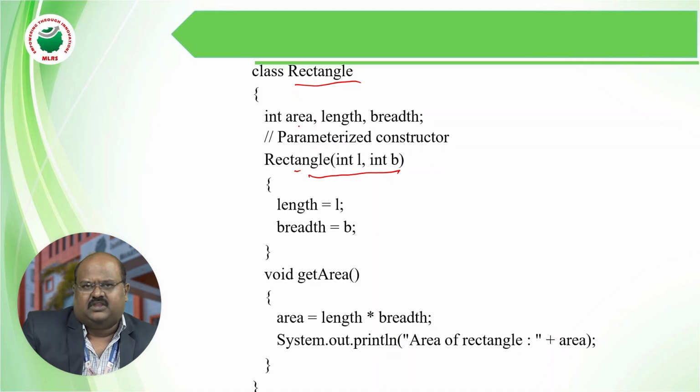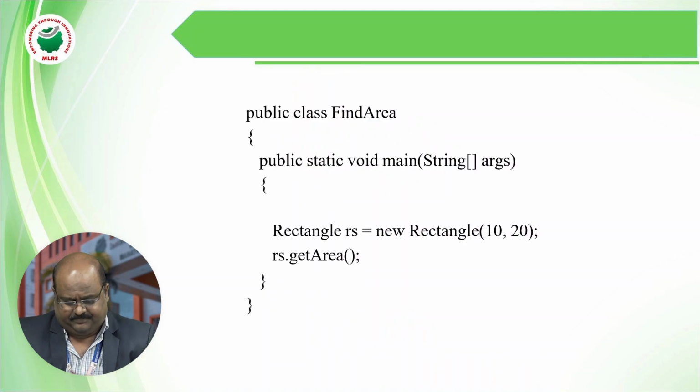See, here we have three variables: int area, length, breadth, that are class level variables, and we have a constructor which is having two parameters, int L, comma, int B. Whatever value is there with L, I am storing it in length. Whatever value is there in B, I am storing in breadth. Then I am calculating the area by calling the getArea method. In this, how are we calculating? Area is equal to length into breadth, and then I am printing the value over here.